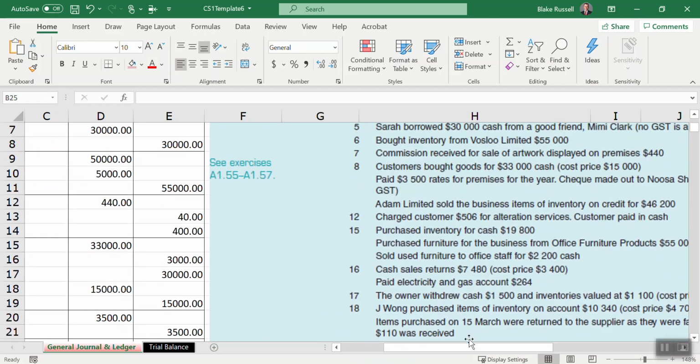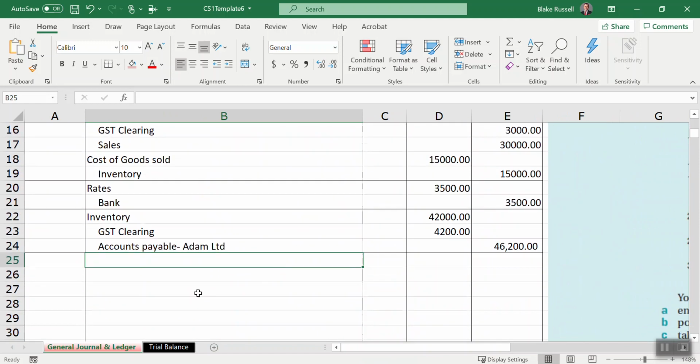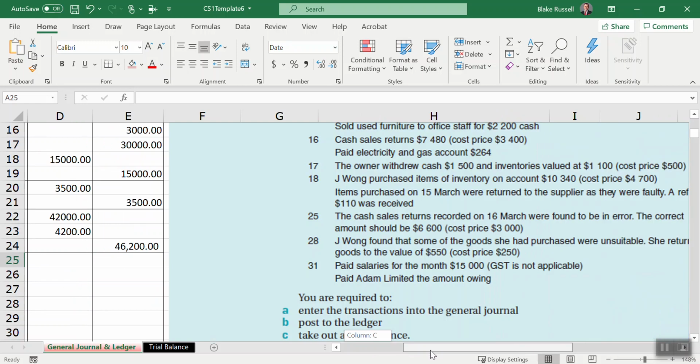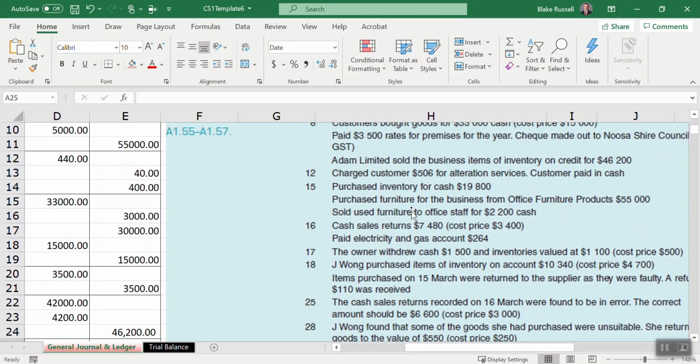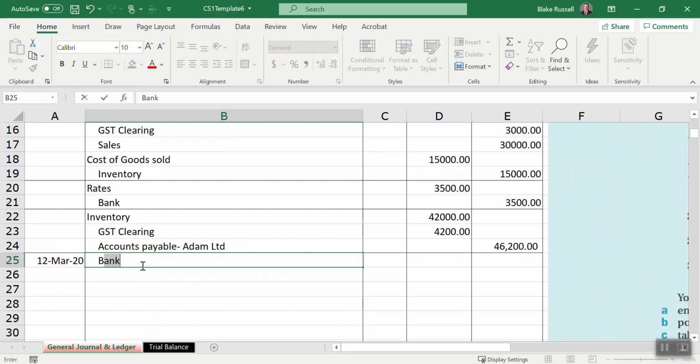Customer charge $506 for alteration services paid in cash. So this is a service, not an inventory. That was conducted on the 12th. Services, bank, cash, 5-6. Okay, I'm probably going to forget all that when I flick over. So our bank account is going to be increasing after that, always like that. In service.